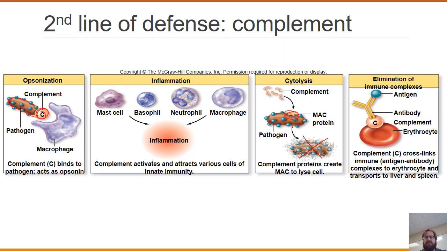Perhaps the most important function of complement, though, is that when one of your body's antibodies has detected an antigen, the complement will attach to the antibody and then cross-link it to other antibodies, to circulating erythrocytes, to something that will carry that antigen, that pathogen, to, for example, your liver or your spleen, where it can be phagocytosed and removed from the body.